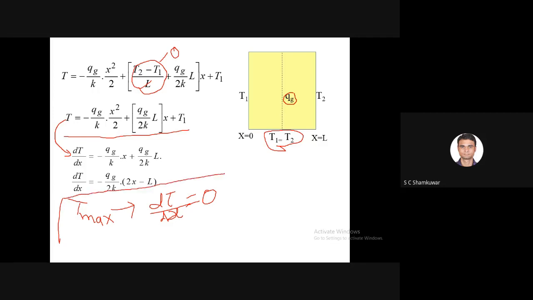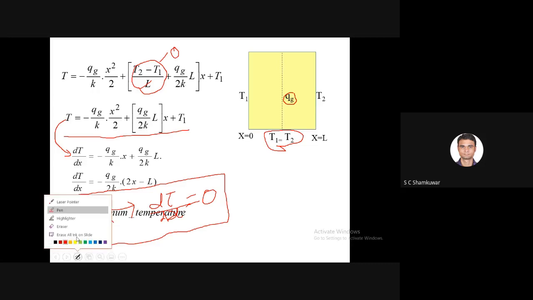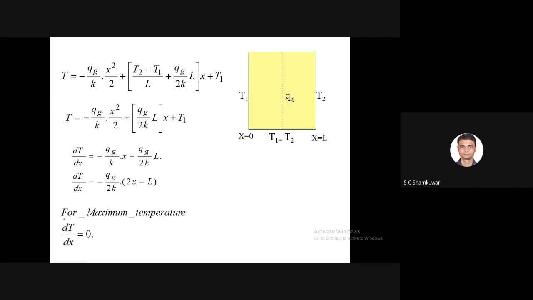If you find the maximum temperature within the slab due to the heat generation, the change in temperature with respect to x should be 0. Are you getting it? The location at which there is a maximum temperature, dT by dx will be 0. So what we are doing here is applying the condition for maximum temperature, dT by dx will be 0.